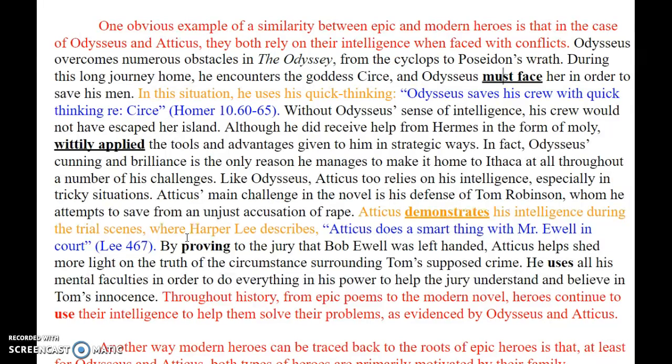So pick two verbs to improve in all three of your body paragraphs. That means there should be six things underlined.